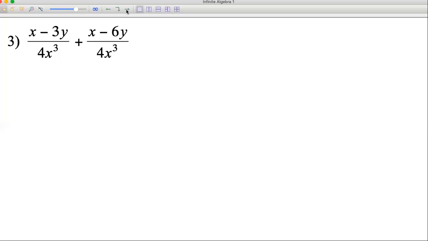Okay, Tristan, are we adding or subtracting? If we were subtracting, what would happen to all these signs? Since we're adding, what happens to the signs? Keep them. So I'm just going to write everything that's up there. That means this, x minus 3y plus x minus 6y. I didn't change any signs. I just wrote what was there.